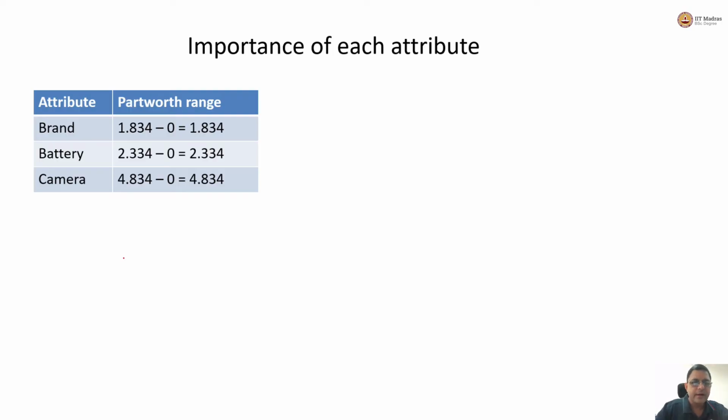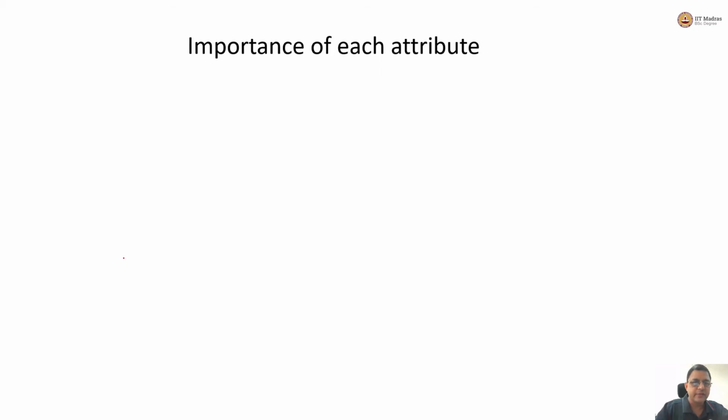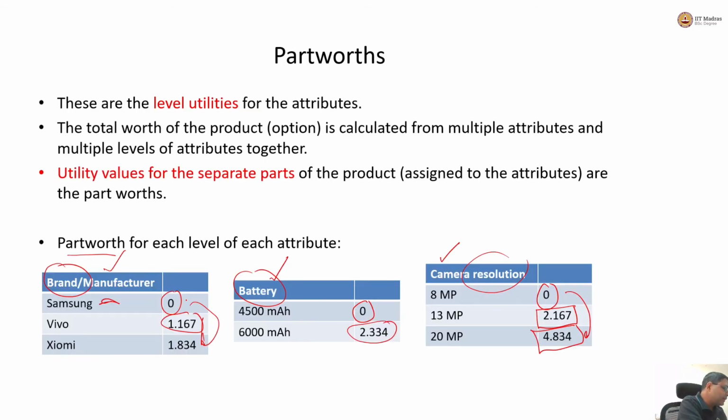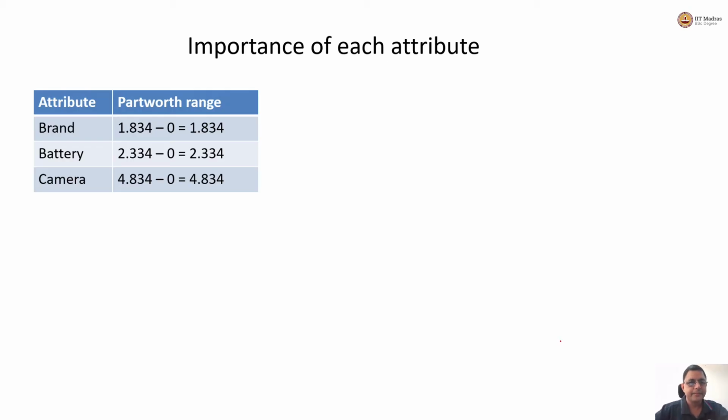So for brand, let us look at the part worth range. How do you calculate range? Range is the max value minus the min value. Min value is always 0. Max value here is 1.834. For battery, max value is 2.334 and min value is 0. For camera resolution, max value is 4.834. Right.